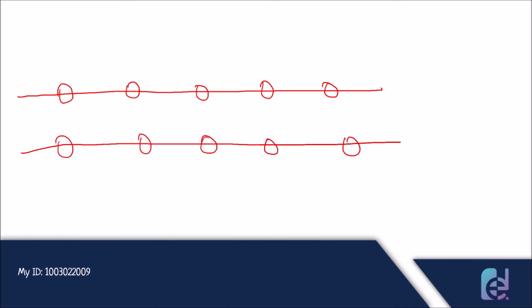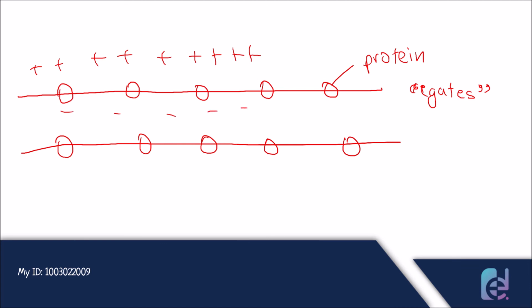It's a rod-like structure, and over here we have protein gates, in a way you can call them. Initially there are positive charges outside the gate and negative charges inside the axon. If an external stimulus acts on this neuron, these protein gates will open, and the positive charges will get attracted to the negative, and all the positive charges will rush in when the gates are opened.